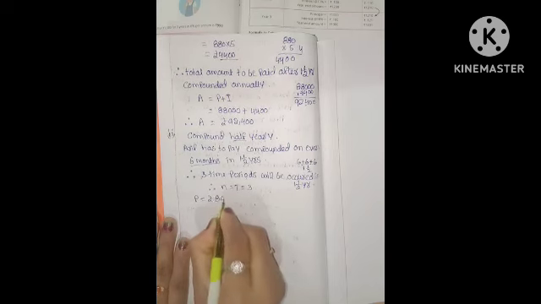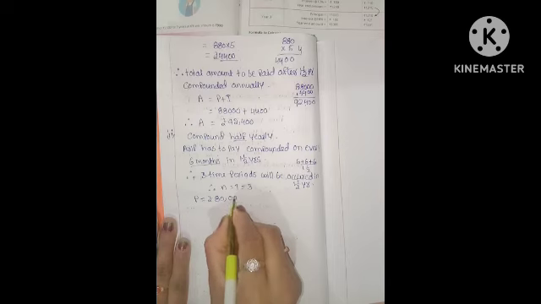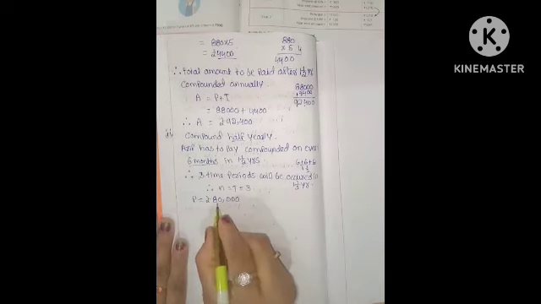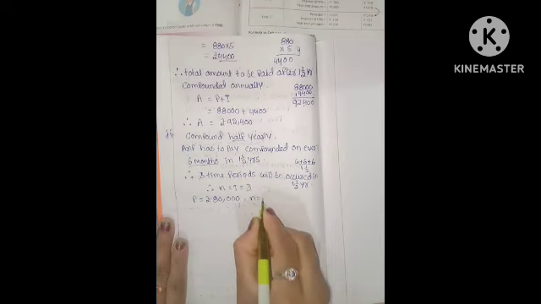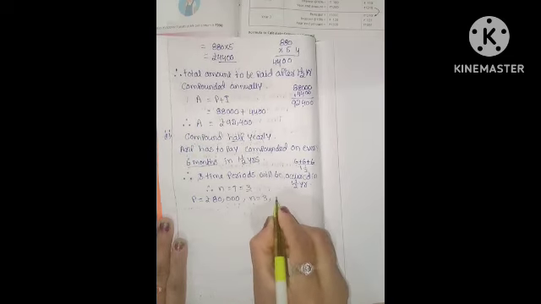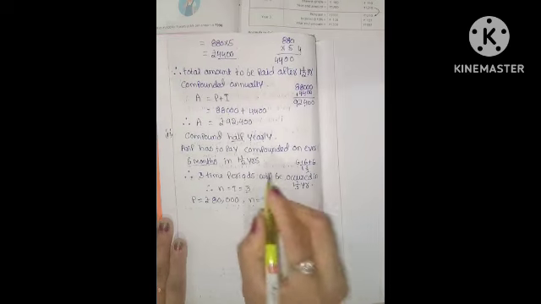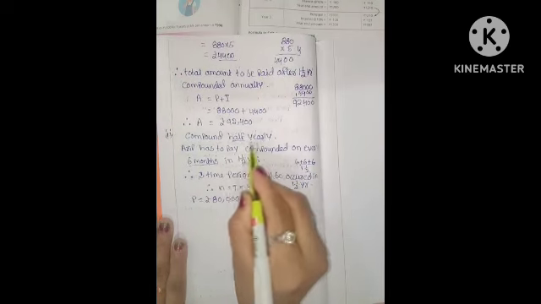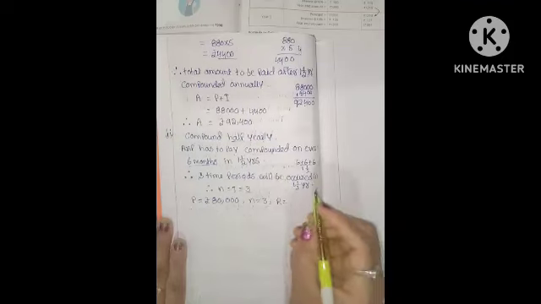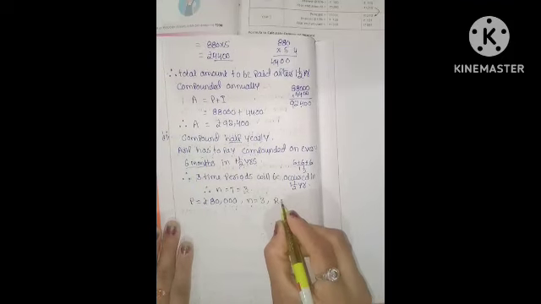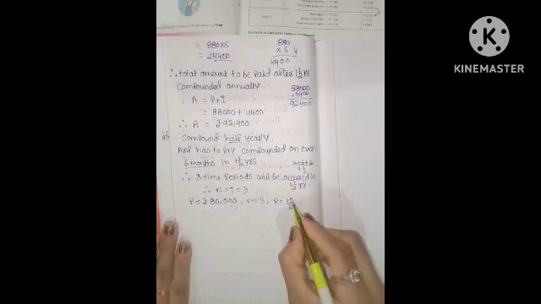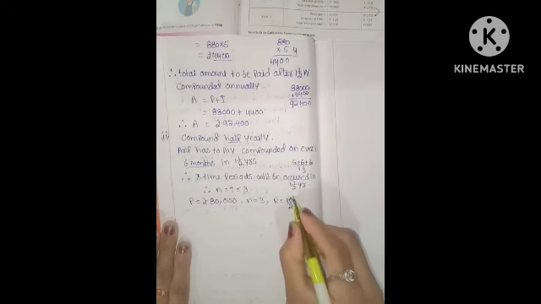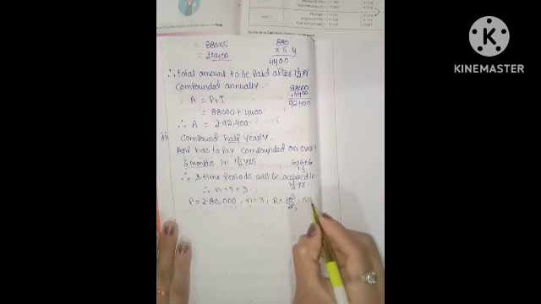Next, P is the same, already given in our question, that is 80,000. Next, n equals 3 only. Next, R: here it is the half yearly rate of interest, not per annum. Half year means half, so the rate of interest is divided by 2. So half yearly, 1 2s are 2, 2 5s are 10, that is 5%.